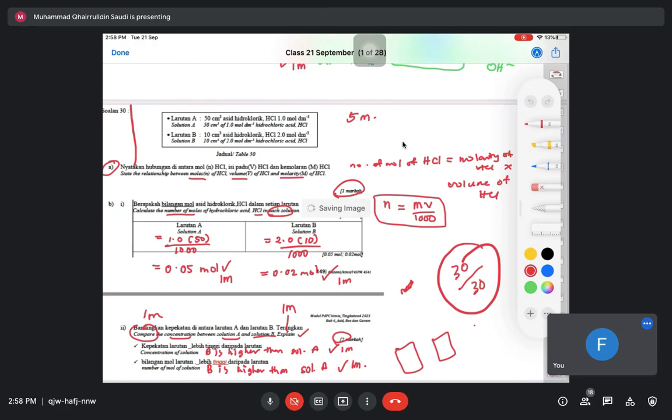Yes. Ni jawapan dia. This one or this one? Yes, formula sahaja. Relationship.